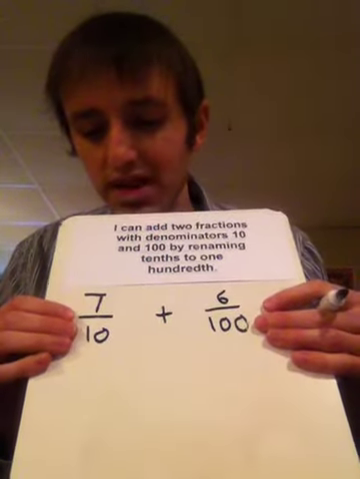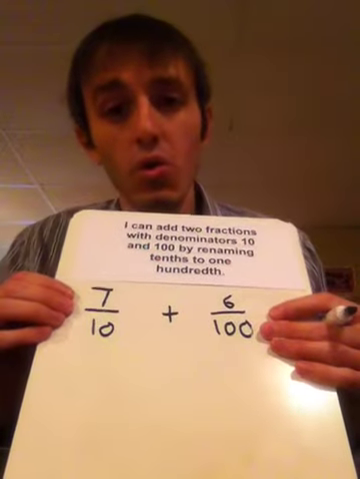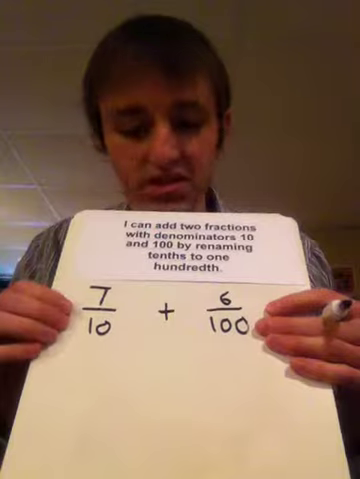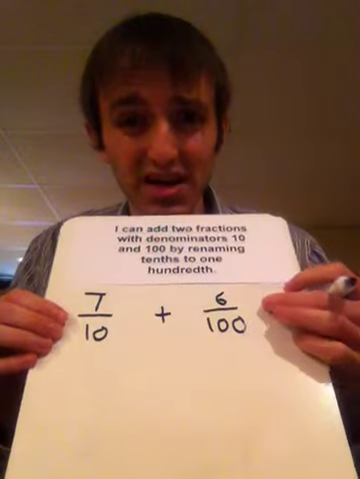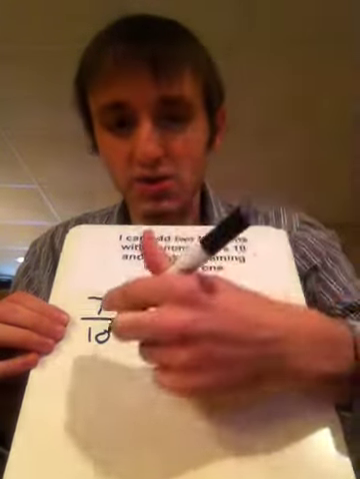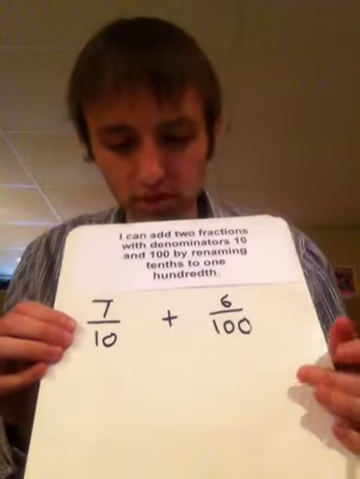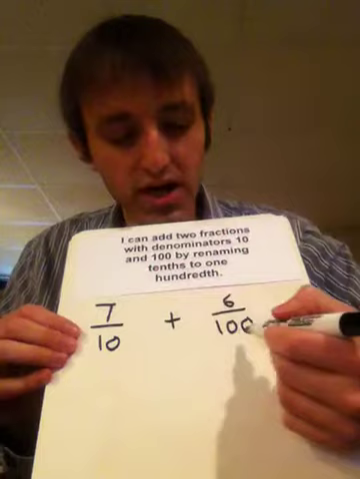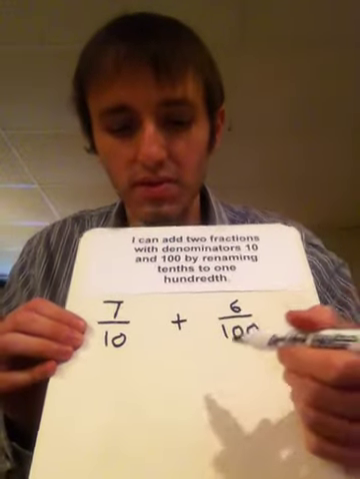This one has a denominator of 10 and I have 7 pieces, or 7 dimes out of a possible 10, which will make one whole, so I have 70 cents here. This is 6 pennies out of 100, that's 6 cents. I know this one's much bigger, alright? So what we need to do is turn this 10 into an equivalent fraction with a denominator of 100.